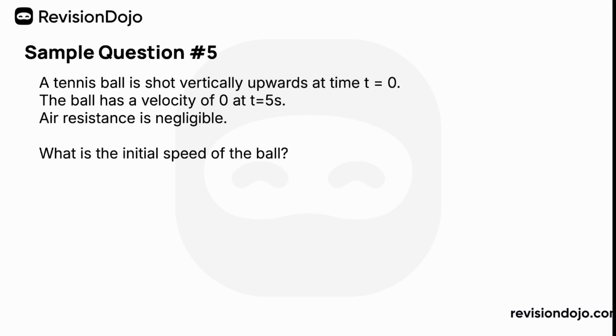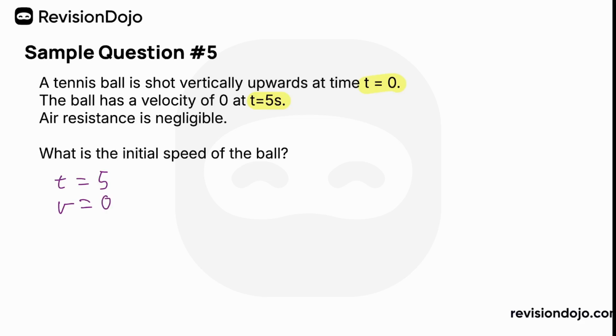So this is a fairly simple question with SUVAT equations. A tennis ball is shot vertically upwards at time t0. The ball has a velocity of 0 at t equals 5 seconds. Air resistance is negligible. So here we need to look at our variables. We know that the ball is shot at t equals 0, and that at t equals 5 seconds, the velocity is 0. So we can say that our t is equal to 5, and our final velocity v is equal to 0.